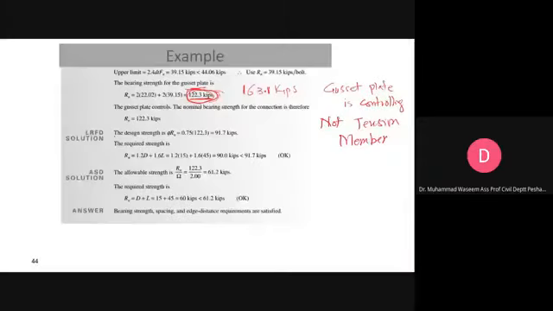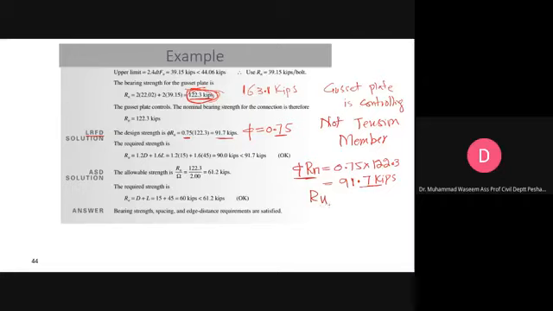Now if we want to calculate the bearing strength based on LRFD, we have to just multiply it with the resistance factor, and this resistance factor in the bearing strength case comes out to be 0.75. So we have to multiply this design strength, 0.75 into 122.3 kips. It comes out to be 91.7 kips. Now you have to compare this with Ru.